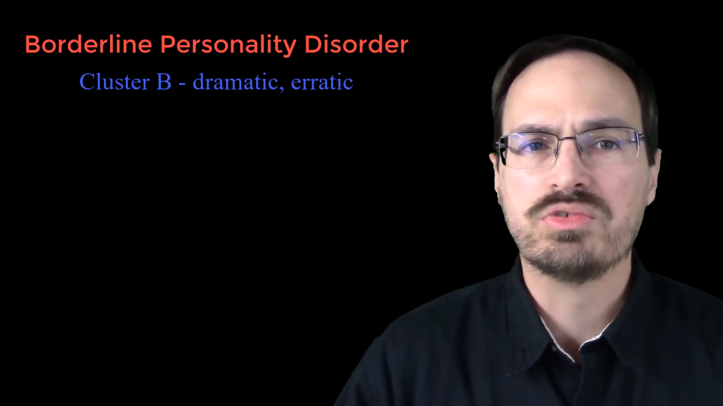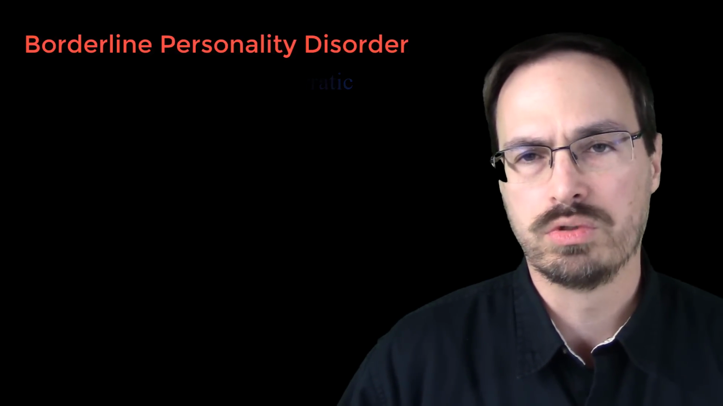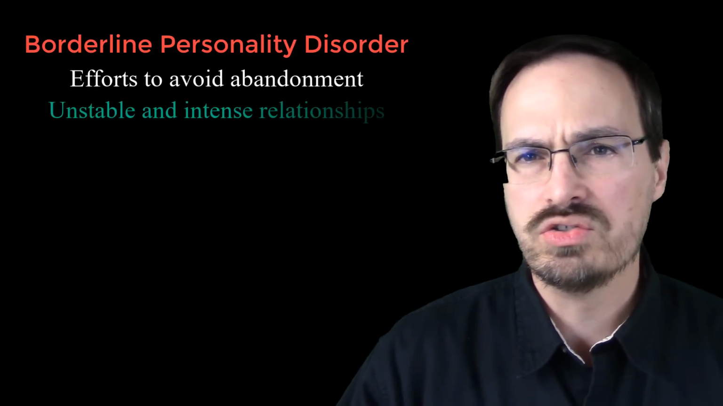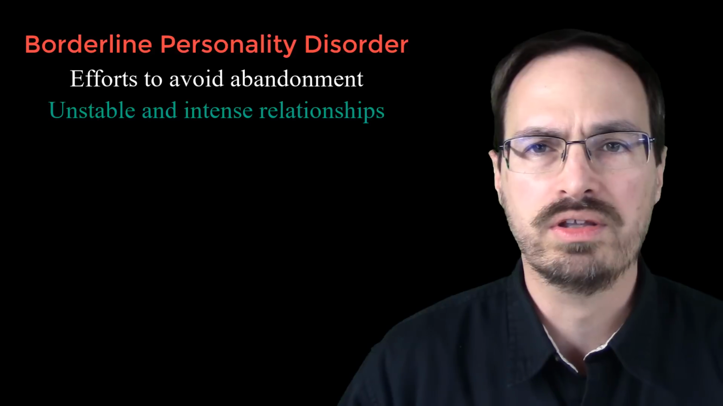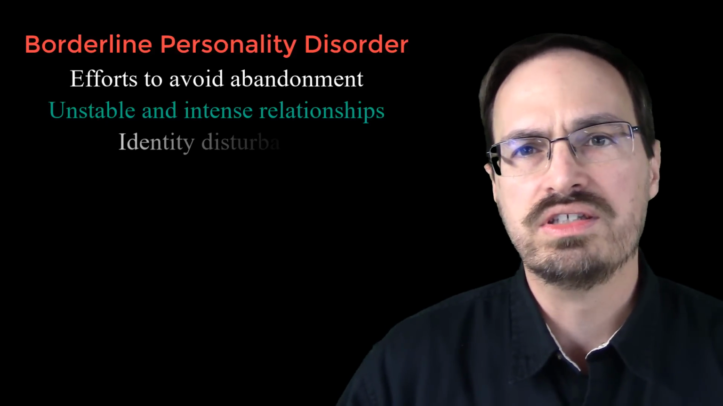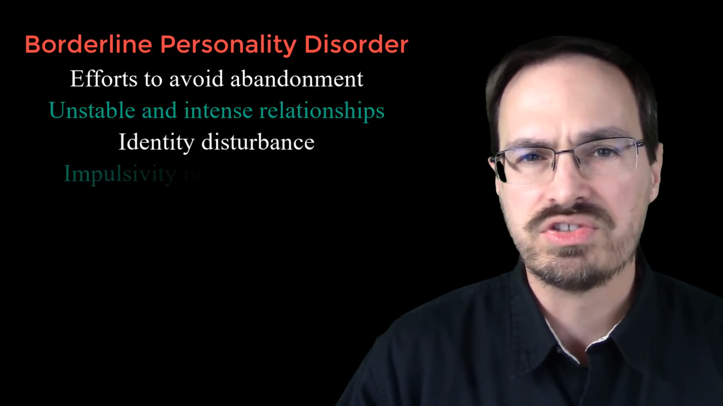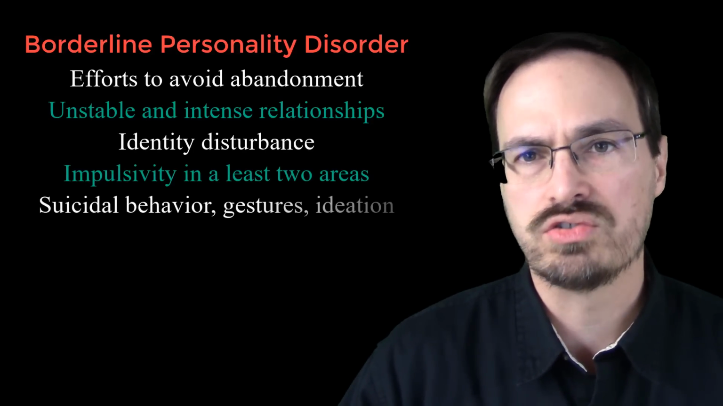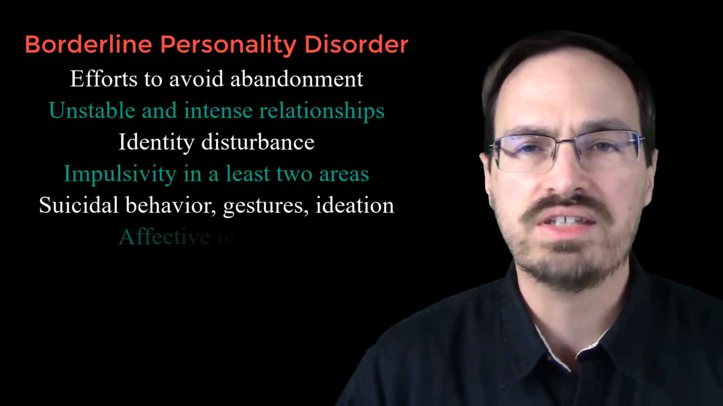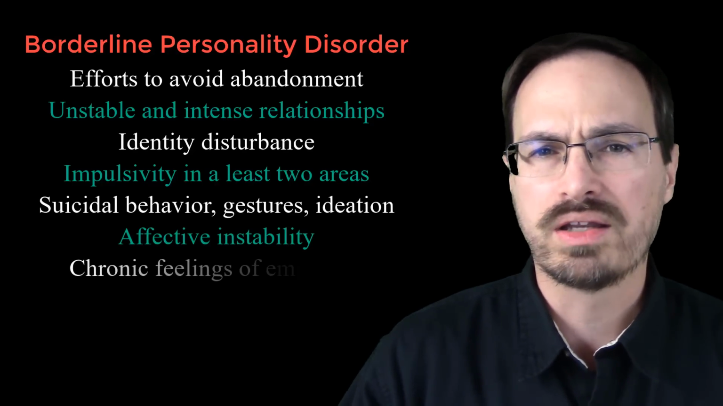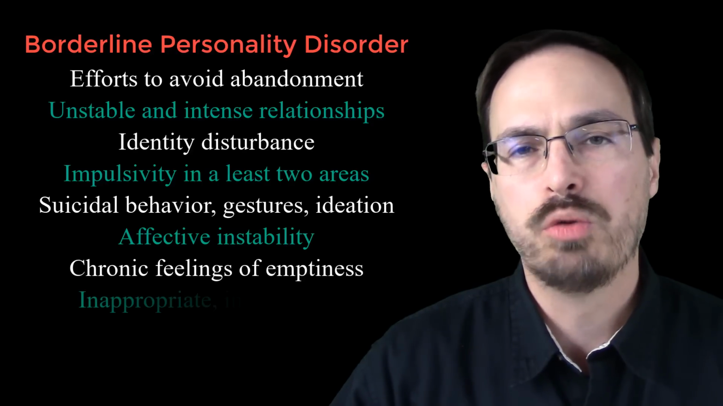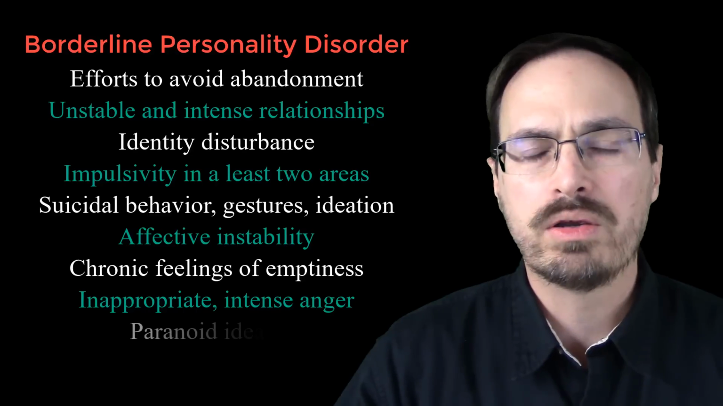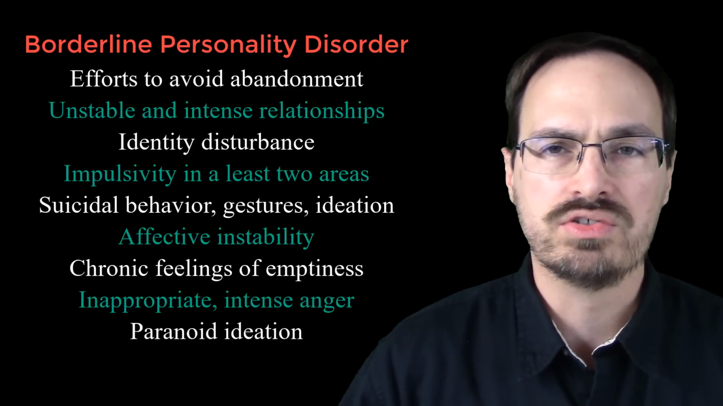We see 9 symptom criteria with borderline personality disorder: frantic efforts to avoid abandonment, an unstable relationship pattern, sometimes this is called the love-hate cycle. We see identity disturbance, impulsivity in at least 2 areas that could be damaging, suicidal behaviors, gestures, threats, ideations. We see affective instability, a chronic feeling of emptiness, inappropriate, intense anger, and of course that's relevant to this particular video, and paranoid ideation or dissociation.